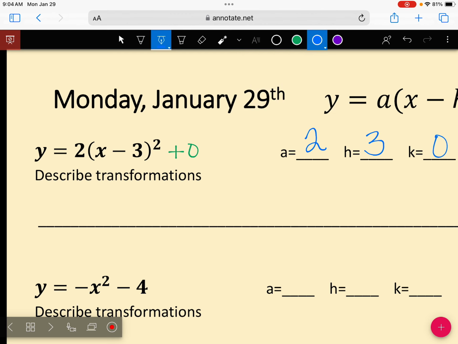So let's talk about our transformations. Because A is 2, what is that going to make the graph do? This is what you need to study for Friday. So in your note packet, take out your notes and go to page 5. Look at those boxes.